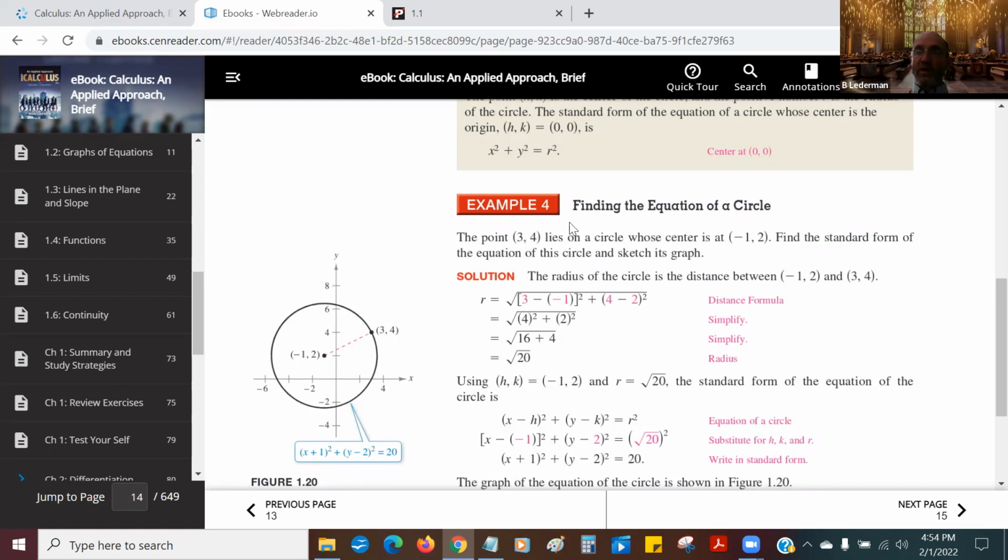I'm getting the numbers from here: 3 minus -1, and that's 4 minus 2. And that gives me 16 plus 4, which is 20. So r is equal to the square root of 20.